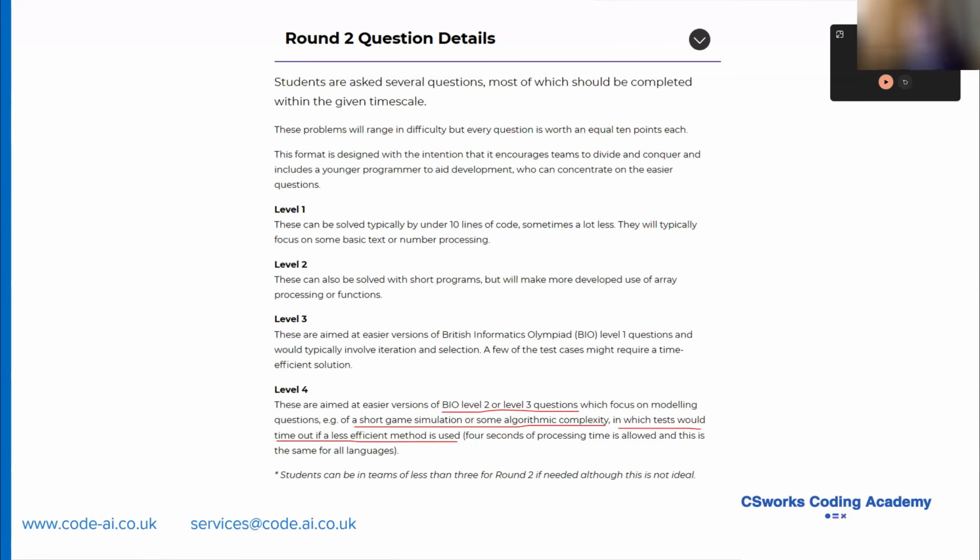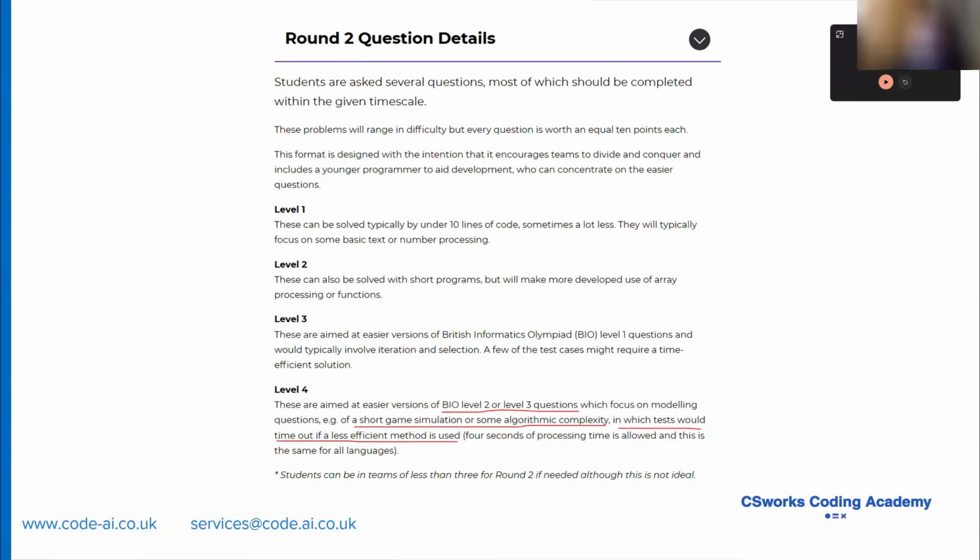They will range in difficulty, but each question is worth an equal 10 points. So that's definitely worth remembering, because sometimes you might find one question easier than the other, and you might prioritize that question over the harder one because they're both worth the same number of marks. This format is designed with the intention that it encourages teams to divide and conquer and includes a younger programmer to aid development who can concentrate on the easier questions.